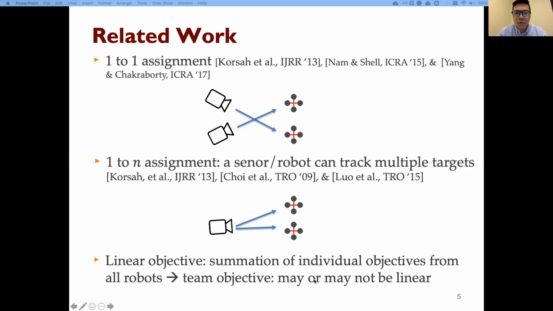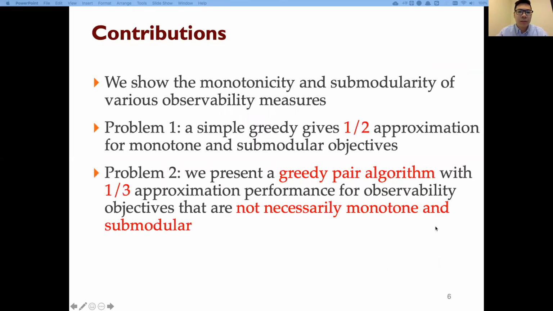For solving the two versions of our assignment problem, we made three main contributions. First, we show some properties of various observability measures, such as monotonicity and submodularity. For solving problem one, we show that a simple greedy algorithm can give half approximation for monotone and submodular objectives. And for problem two, we present a greedy assignment algorithm with 1/3 approximation performance for arbitrary observability measures. I will first talk about the observability measures and then the assignment algorithms.